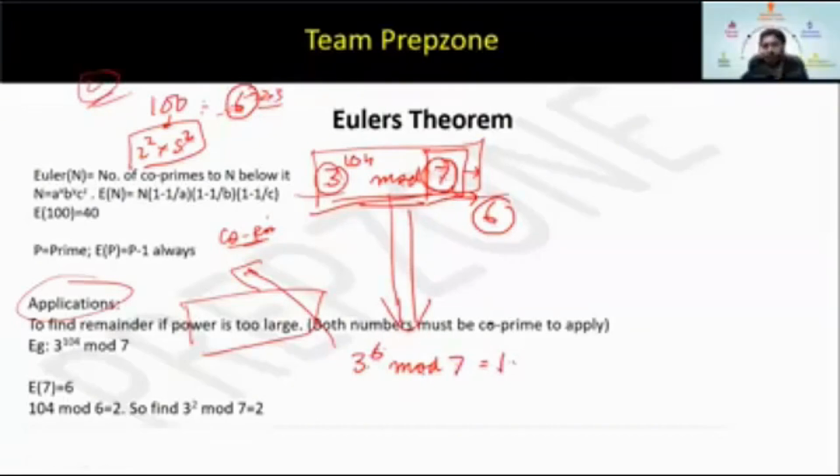Now if 3 to the power 6 mod 7 is 1, I can write 3 to the power 12 mod 7 is also 1. I can write 3 to the power 18 mod 7 is also 1, right guys? So what I need to do is come closest to this 104. What is the number closest to 104 which is divisible by 6?